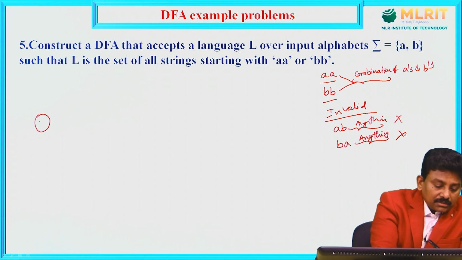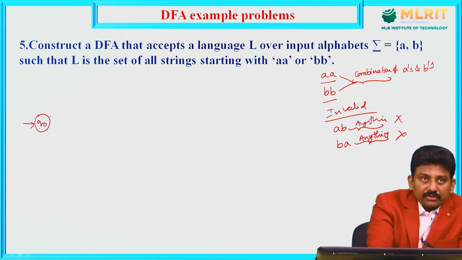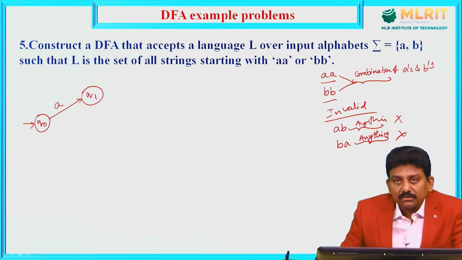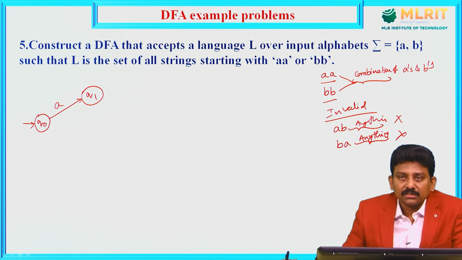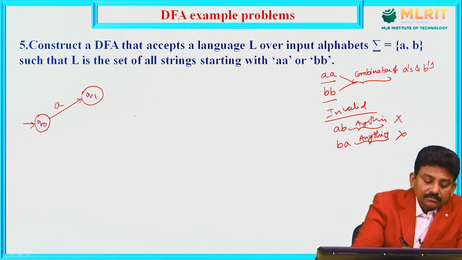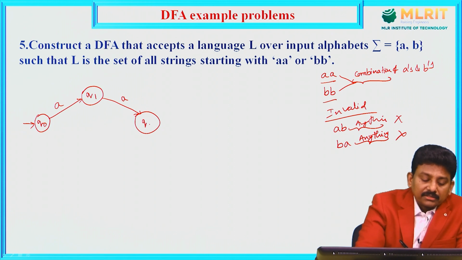So initial state is Q0. We need to define the transition function for Q0 for input A as well as B. If the first symbol is A, I can go to the next state Q1, because the string begins with AA or BB. If the first symbol is A, the second symbol must be A. If the first symbol is B, the second symbol must be B. Then I can go to the final state.